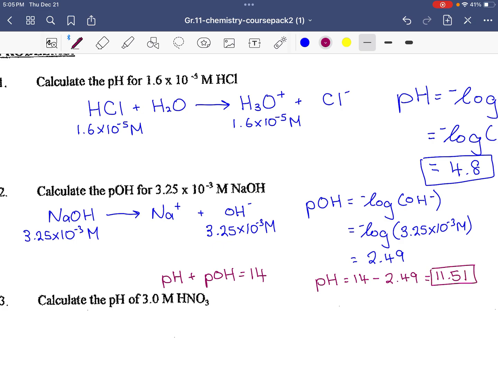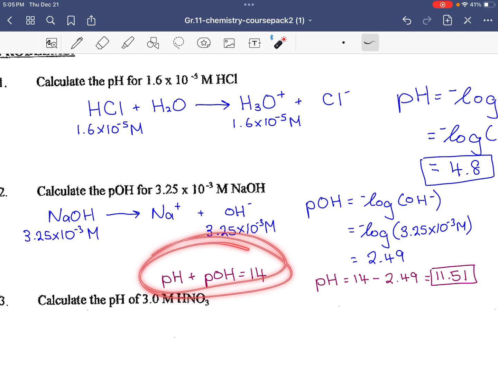That would be the pH. So hopefully you don't mistake pH and pOH, even though of course they do share a very cool relationship right there. All right, let's continue on.